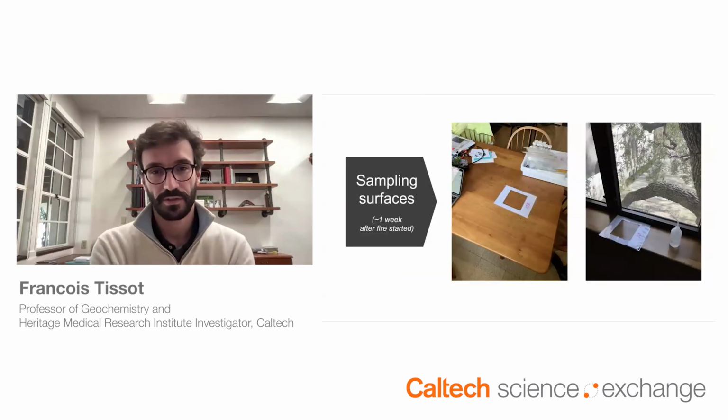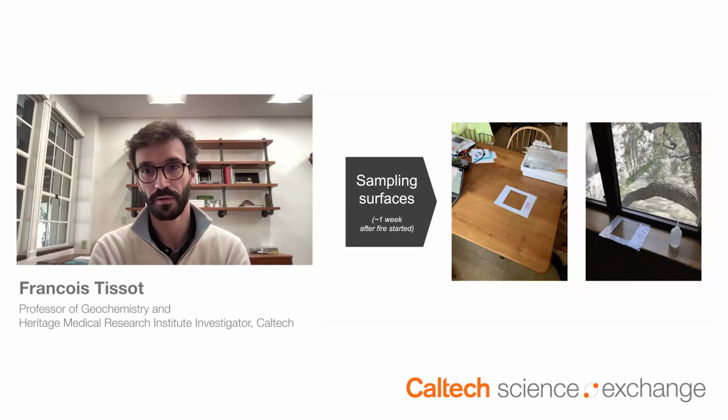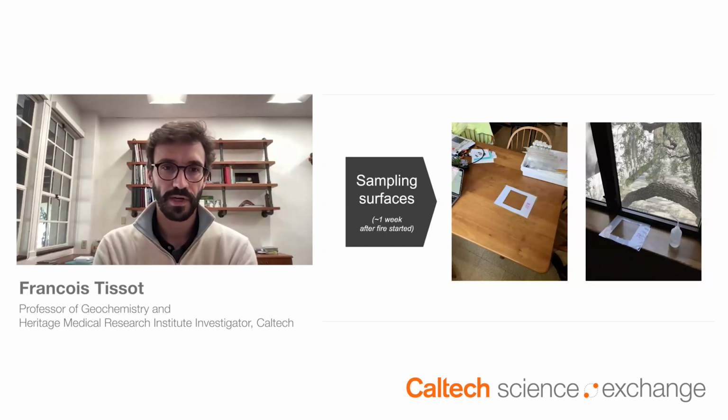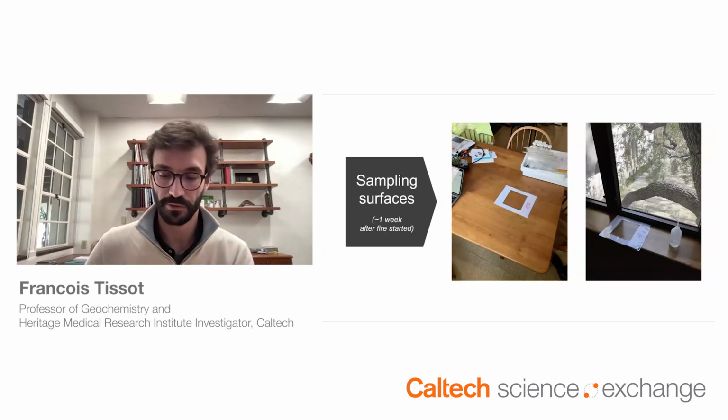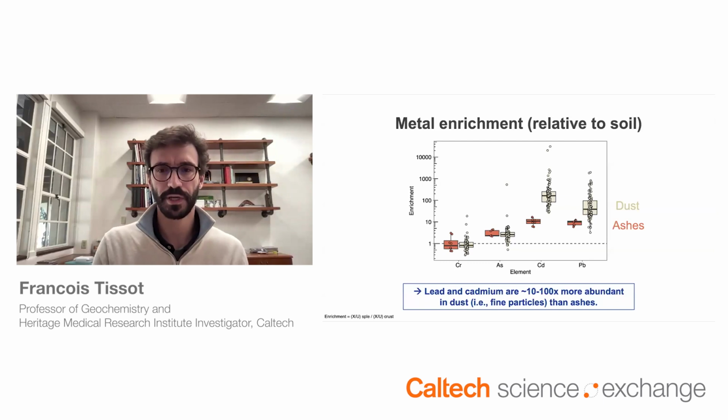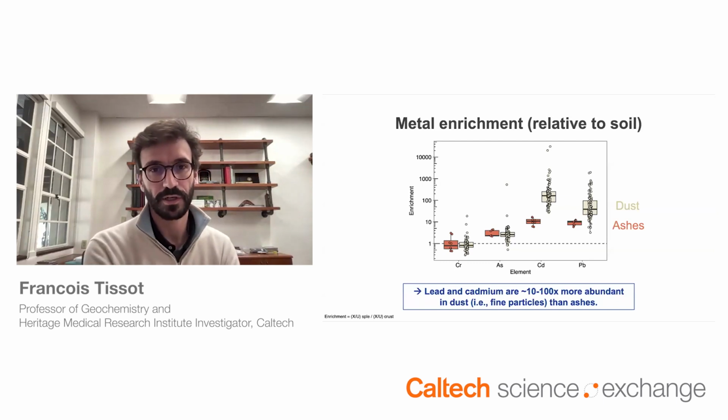Our sampling technique was extremely simple. We have a stencil of a given surface area. We used a wet wipe to simply gently wipe the surface with some water, some clean water, of course. We did this sampling about 1 week after the fire started. And then we went into the lab, released the metals from the wipe, and measured them on a mass spectrometer. So I will be showing 3 or 4 of those graphs. Let me guide you through it.